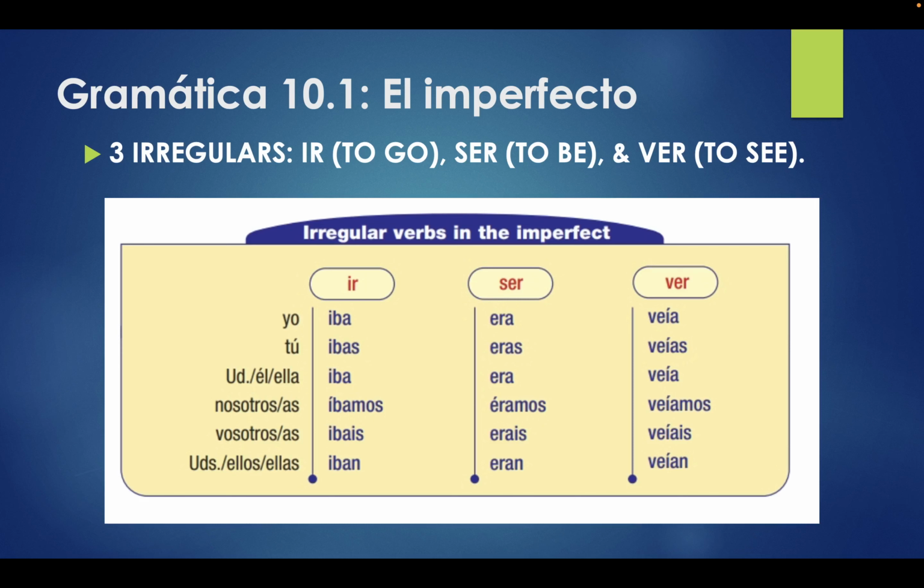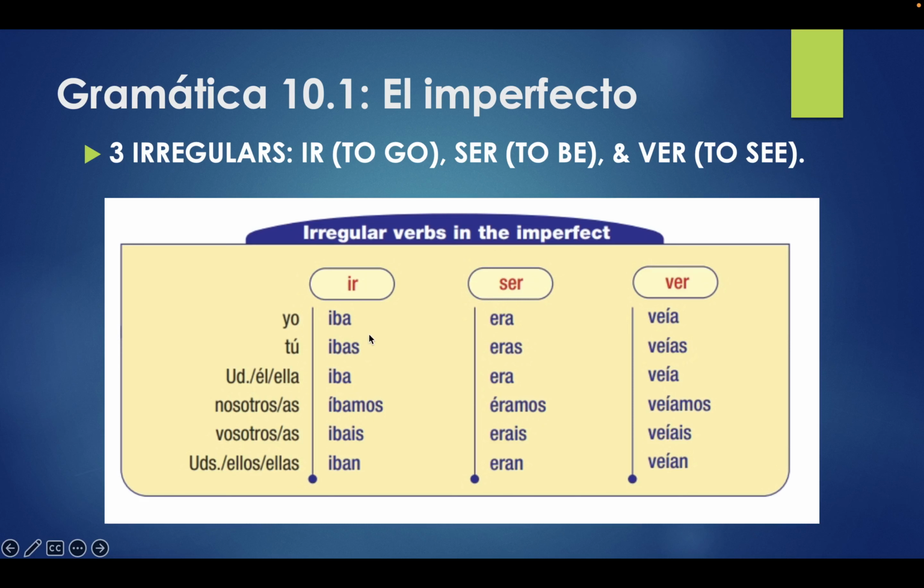Here are those irregulars with ir, ser, and ver. Ir becomes iba, ser becomes era, and ver becomes veía. I always tell my students if you just memorize the yo form, you can kind of unlock all the others in your brain because they kind of follow the pattern of a normal AR verb: as, amos, ais, and an, right? So if you just memorize the yo form, you can unlock the others.